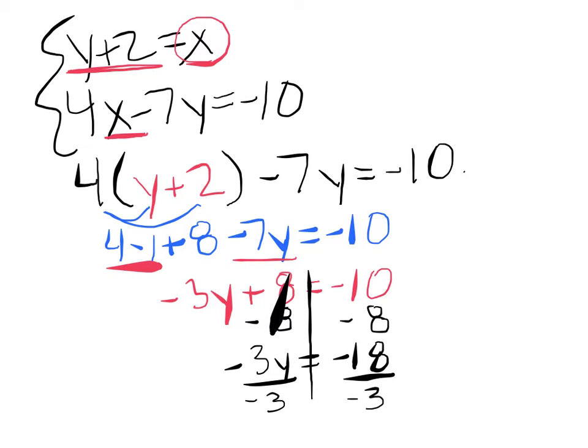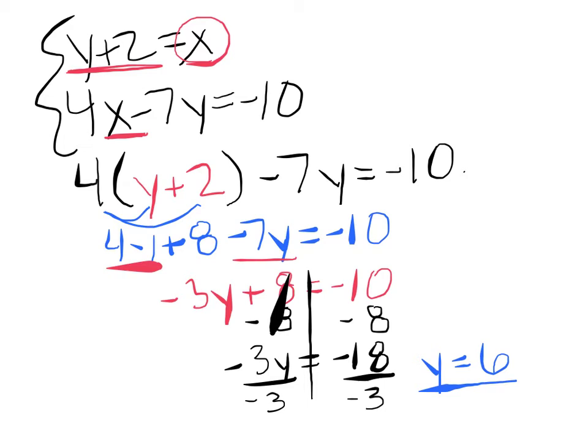And do not fall for it. y equals negative 18 divided by negative 3, which is positive 6. Now, that's not your final answer. That's only the y value. We still don't know what x is. So now what we have to do is go back to the original problem and plug our 6 in for y. Now you can use either equation.